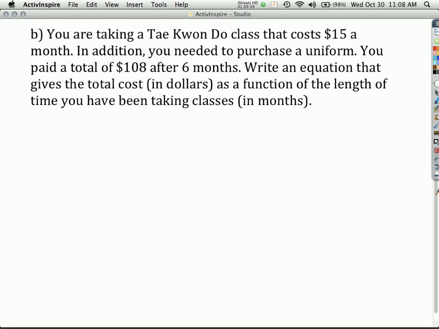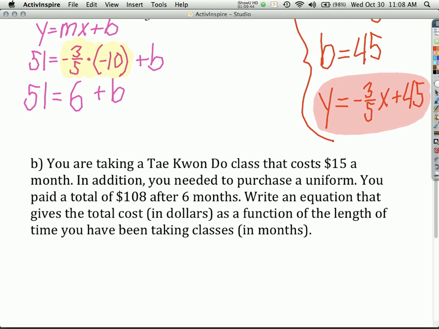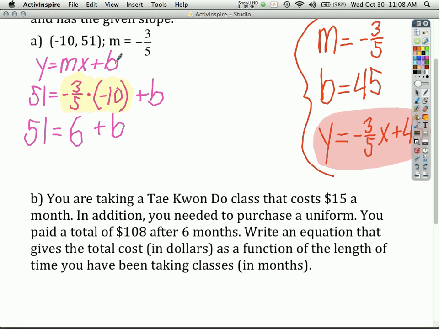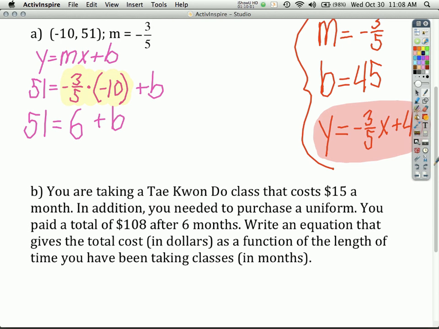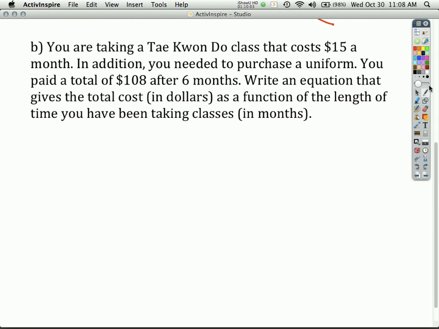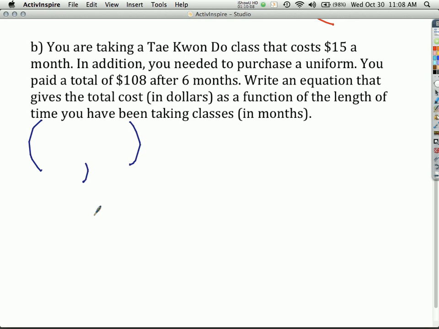We need all of this scenario to turn into this. We need to somehow extract the information from the scenario so that we can have this, so that we can then do the work that we've been trained to do. So we have to find this information. So now let me set up what I want it to look like. There's an ordered pair somewhere in here. And there is a slope somewhere in here. We have to find it.